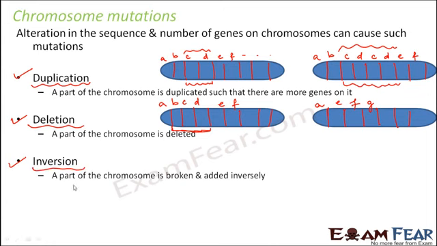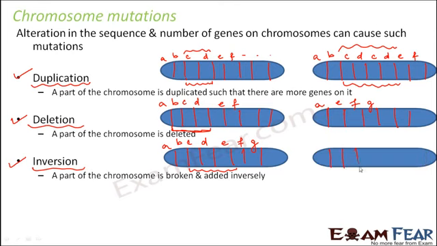Next is inversion. What is inversion? It means a part of the chromosome is broken and then added inversely. What do we mean by that? Again, let us consider a chromosome. You have the different parts of the chromosome like this. You consider any part of the chromosome, let us suppose this portion. We take this portion out and then put it inversely. So this is A, B, and then instead of C, D, E, you put it as E, D, C. And then the remaining is the same.